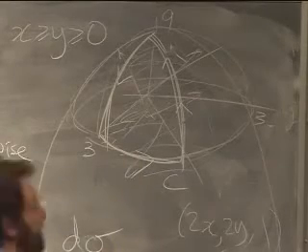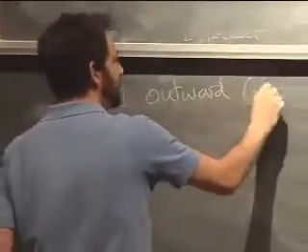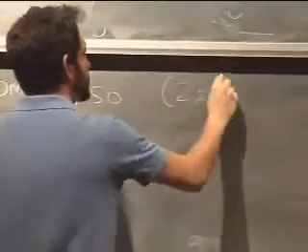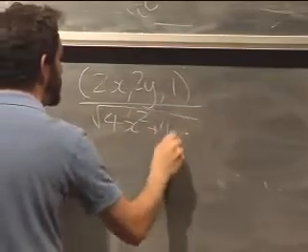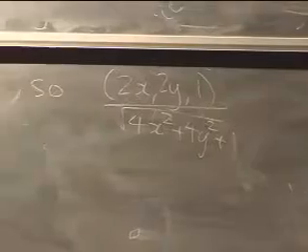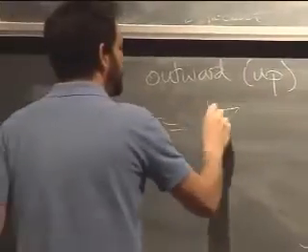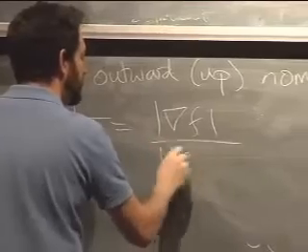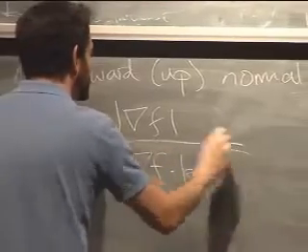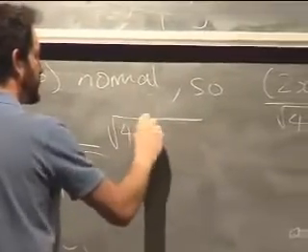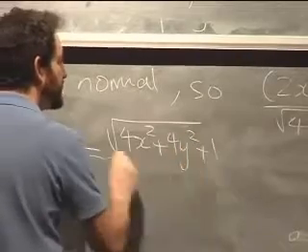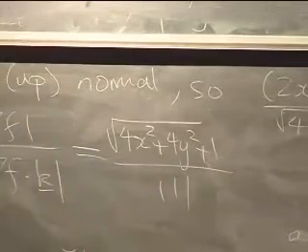Okay, so n here, n is the outward normal, up normal. So 2x, 2y, 1 over root 4x squared plus 4y squared plus 1. But on the other hand, d sigma is equal to norm of grad f divided by norm of grad f dot k. And grad f we worked up over here, so that's the same norm here, 4x squared plus 4y squared plus 1 over the absolute value of 1. And so we can put together our integral.